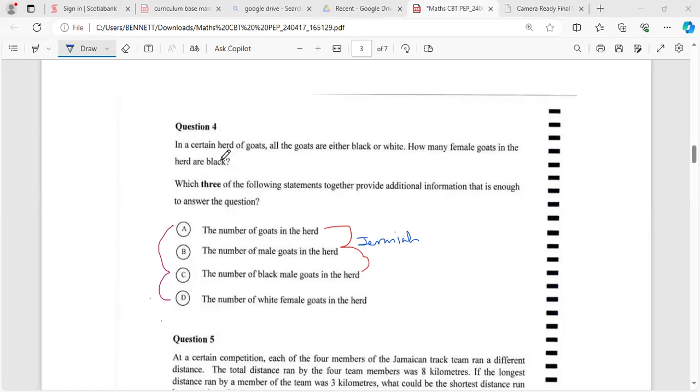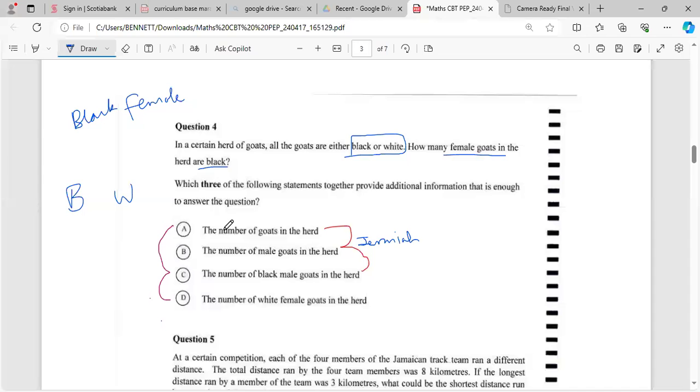So in a certain herd of goats, all the goats are either black or white. So you either have a black goat or a white goat. And we need to know how many female goats in the herd are black. How many black female goats? That's what we're trying to get. Which three of the following statements together provide additional information that is enough to answer this question?